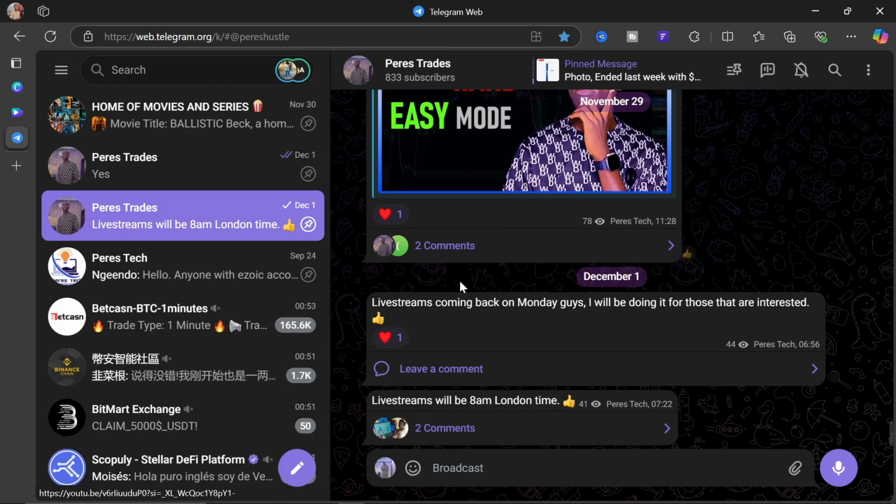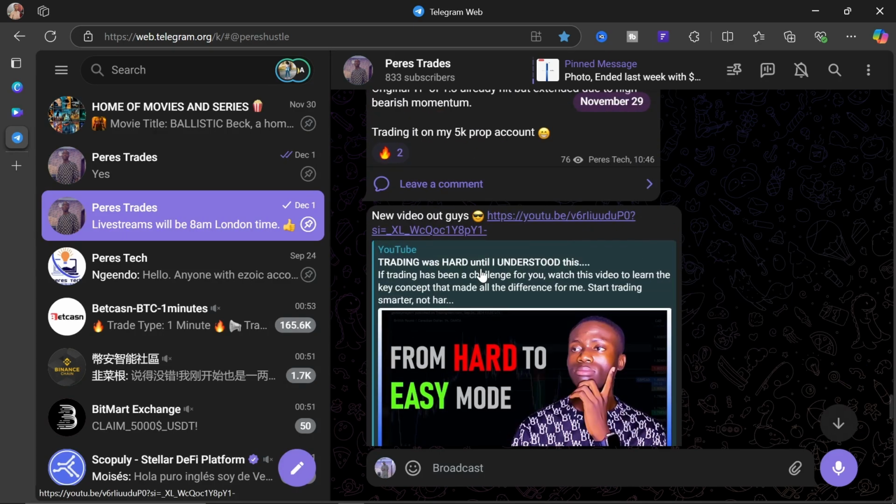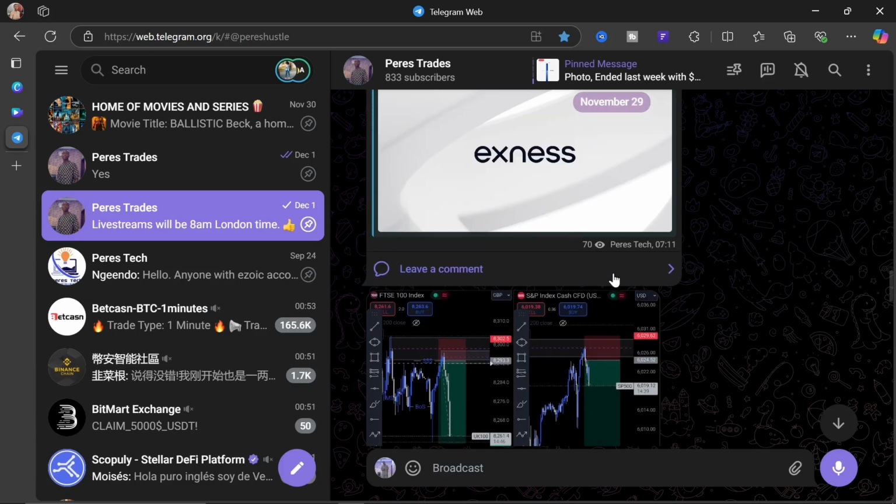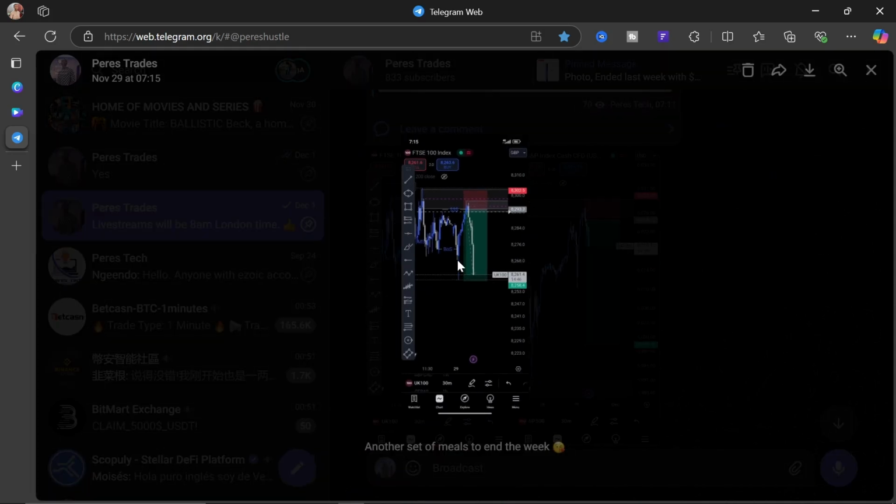Now this is the Telegram community. So this was a trade I took last week on GBP. Okay, take a look at this one here on UK 100.